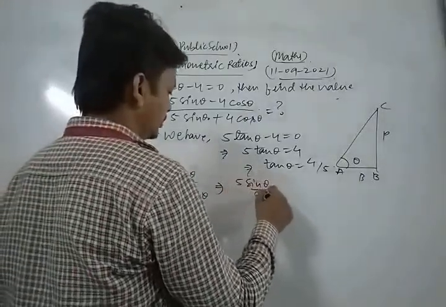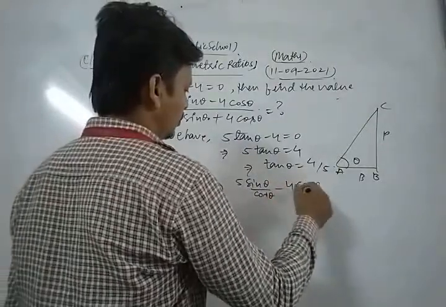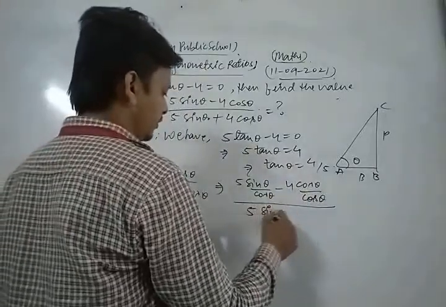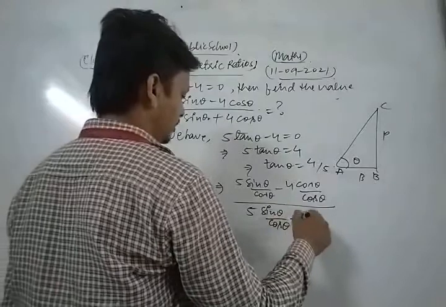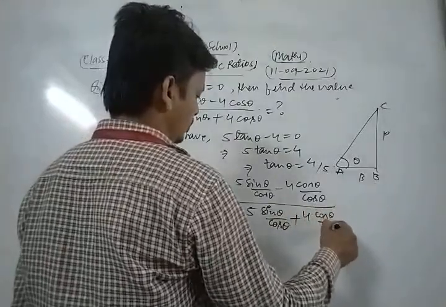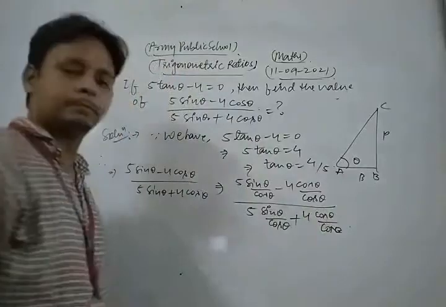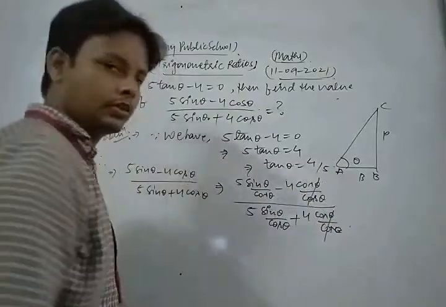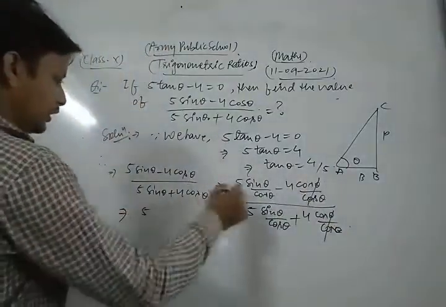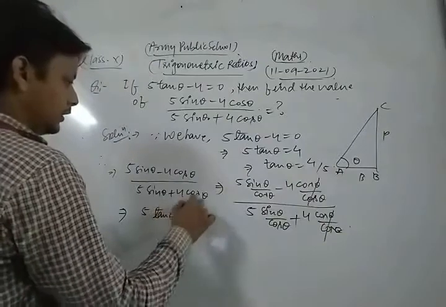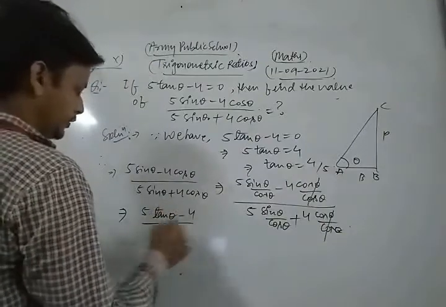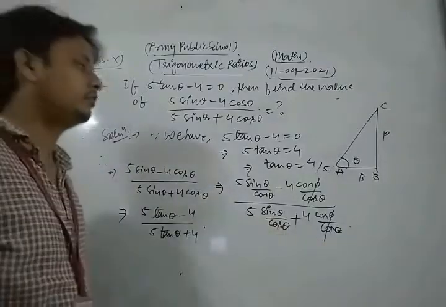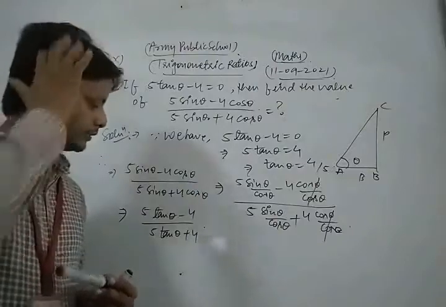If we divide both the numerator and denominator by cos theta, we get 5 sin theta upon cos theta minus 4 cos theta upon cos theta, upon 5 sin theta upon cos theta plus 4 cos theta upon cos theta. Now look here, cos cancels in each term. So from there we get 5 tan theta minus 4 upon 5 tan theta plus 4.